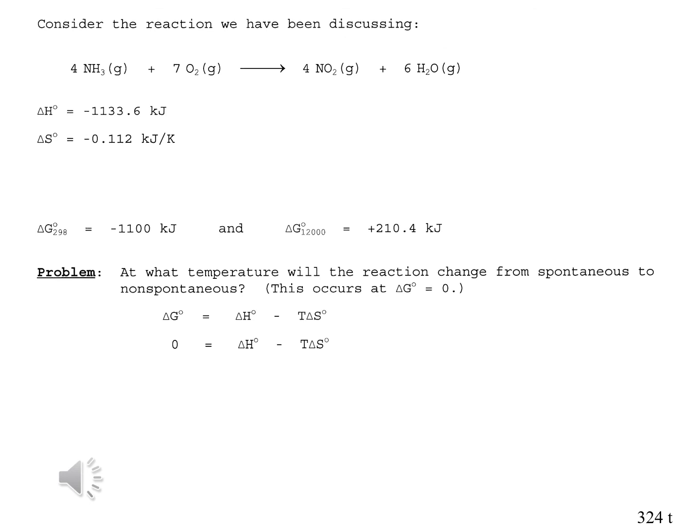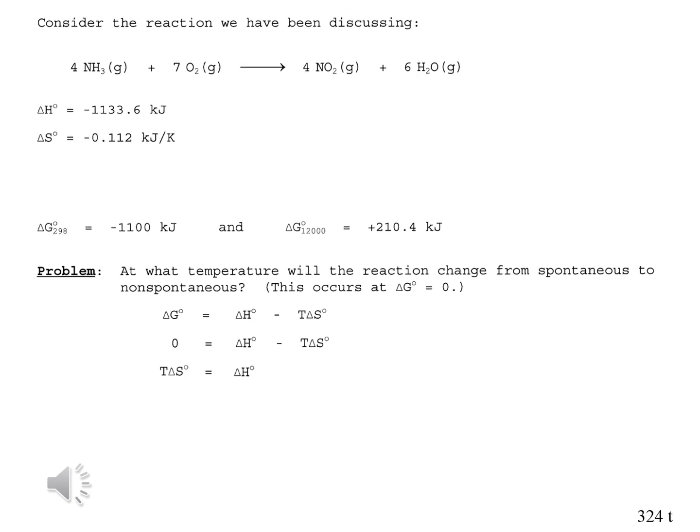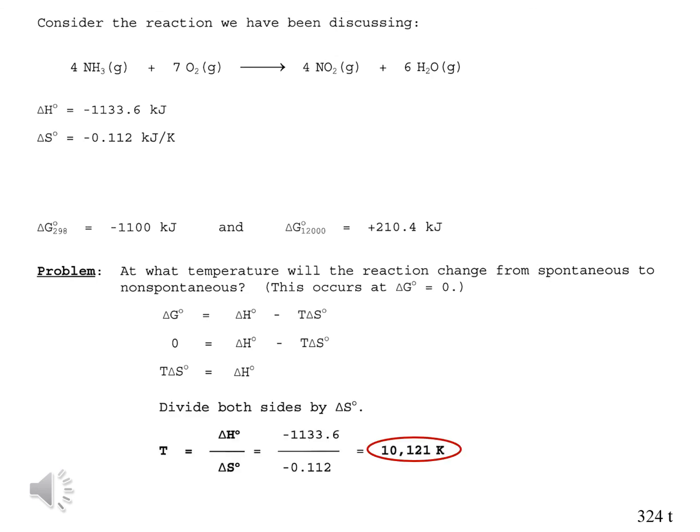Since it was negative at low temp and positive at high, there must have been a temperature in between where delta G was 0. We can calculate that by taking the Gibbs equation, put in a 0 for G, and solve for T. If you add T delta S to both sides first, and then divide both sides by delta S, you get that the temperature where delta G becomes 0 is always equal to H over S. And in this problem, it's 10,000 K.